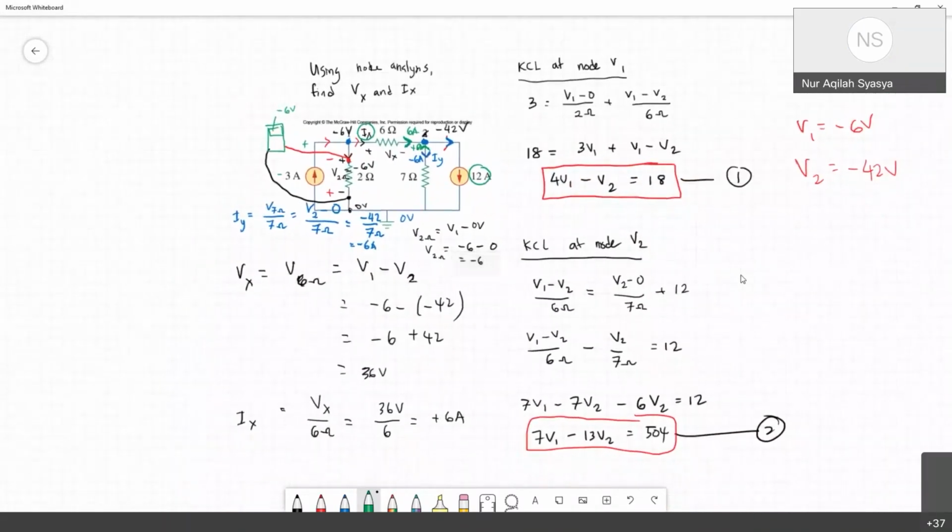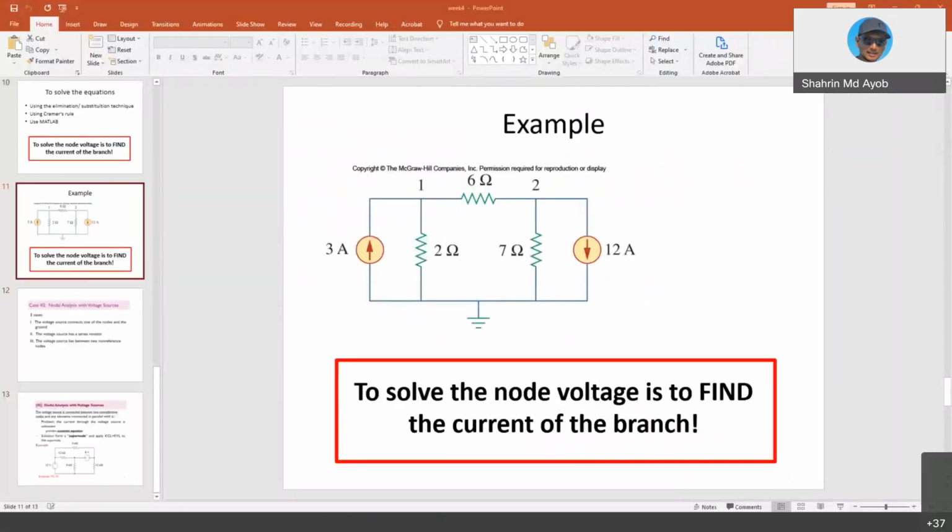Okay, so next, I want to move a little bit. We have already covered the basic one. I hope we have some good understanding on that. Next, we move to a much more complicated circuit.